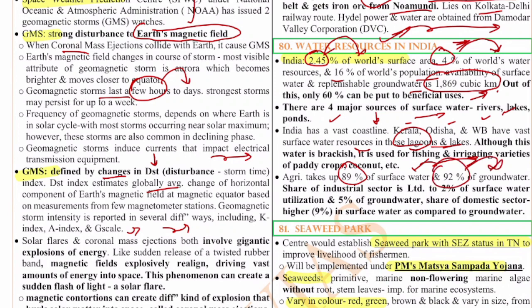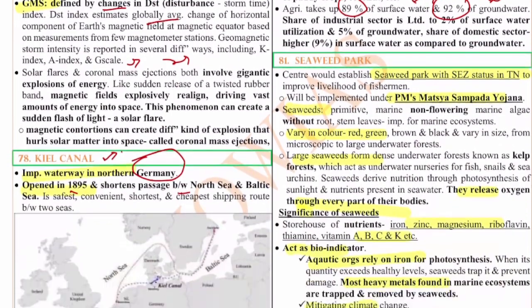This is a major thing. 90% of underground water is just used for agriculture, but agriculture is also very less productive. Okay, this is about the water resources in India. Next, 81st question.